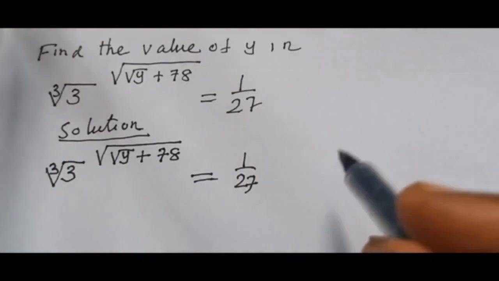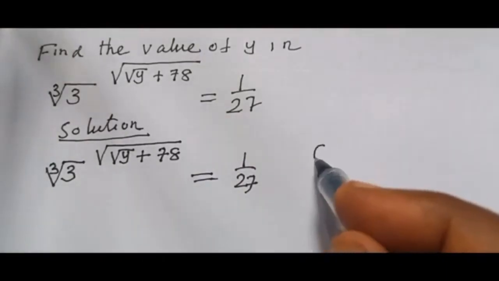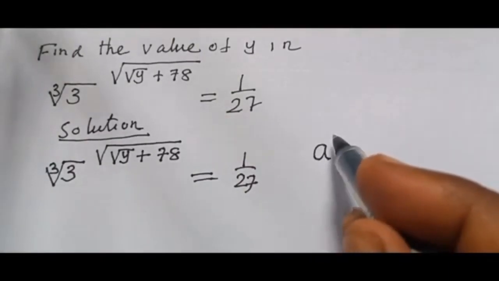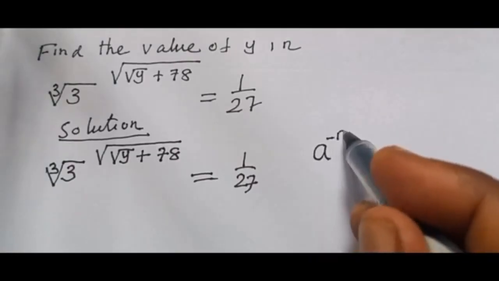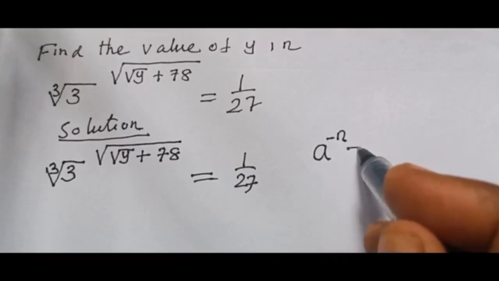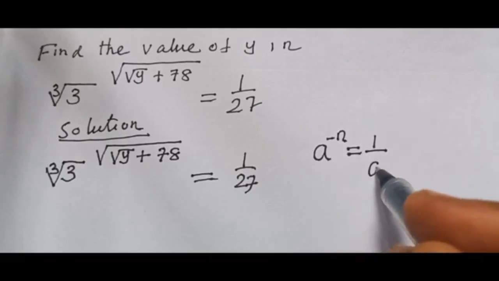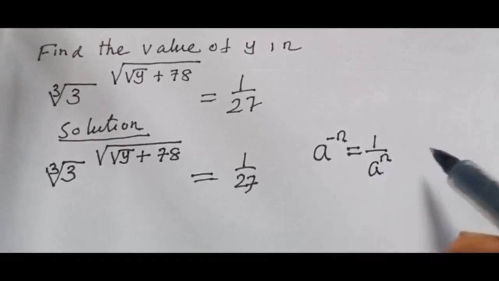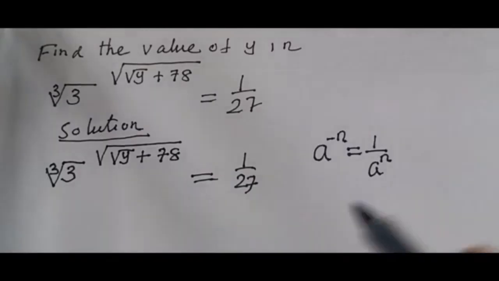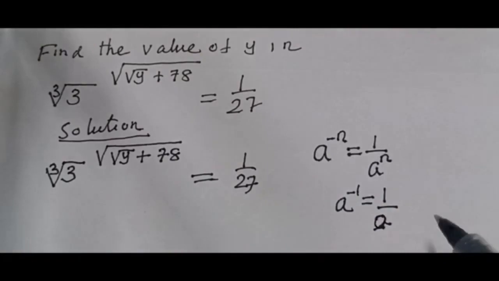So here, we are going to use this law, the law of exponent, which is dealing with negative exponents. A power negative n equals to 1 over a raised to exponent n. The same applies. A power negative 1 equals to 1 over a.